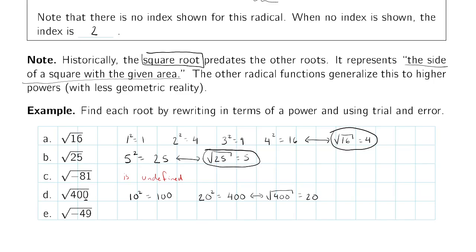Negative 49, if I take the square root of negative 49, again, there's no real number that I can square and get negative 49. So the square root of negative 49 is also undefined. So square roots we treat just like any other even root. It's just we don't write in the index for historical reasons.